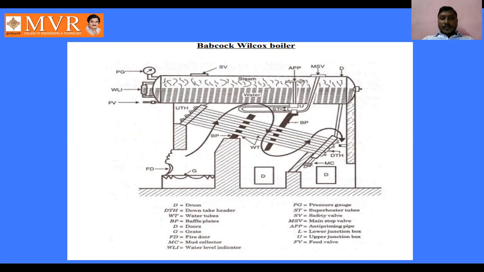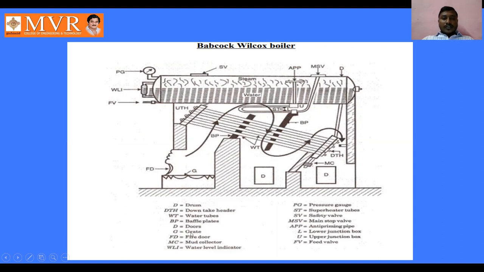See here, we can observe here D represents the drum, which is nothing but the boiler shell. DTH means the downtake header, and WT means water tubes, which we can observe here. And BP means baffle plates, which are used for deflecting the hot gases in a zigzag way up to the fire tubes.